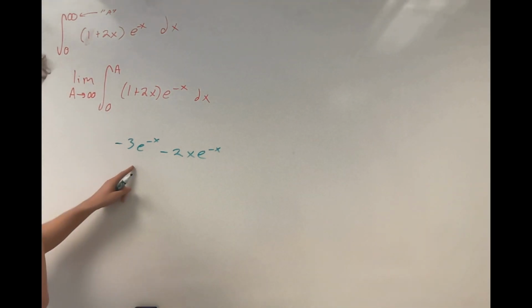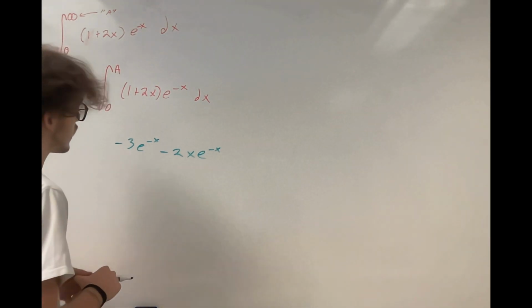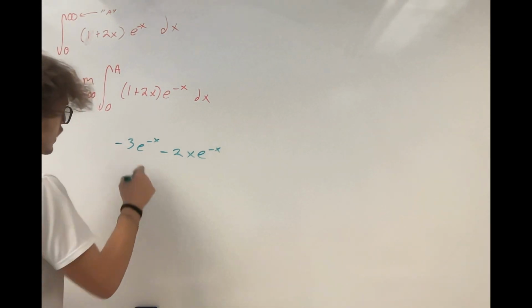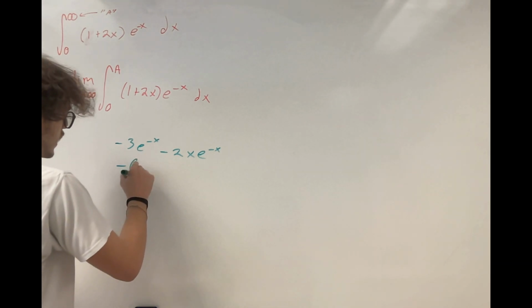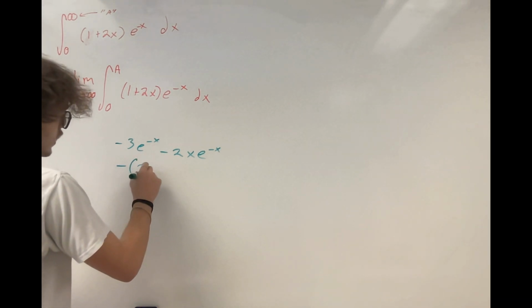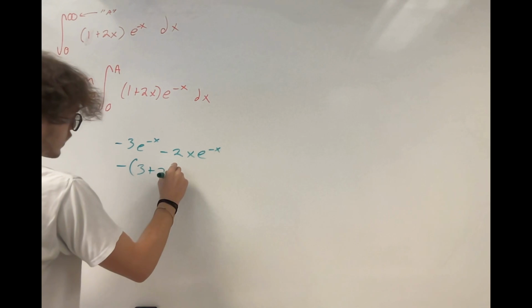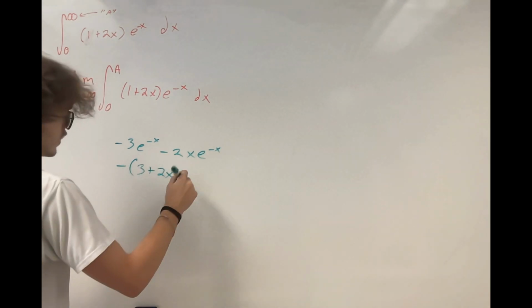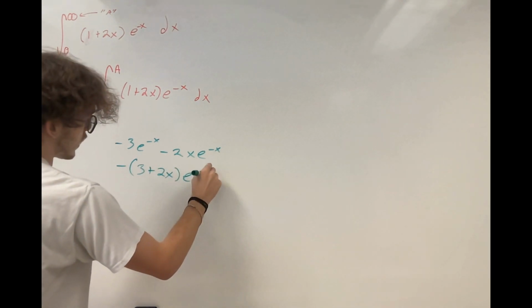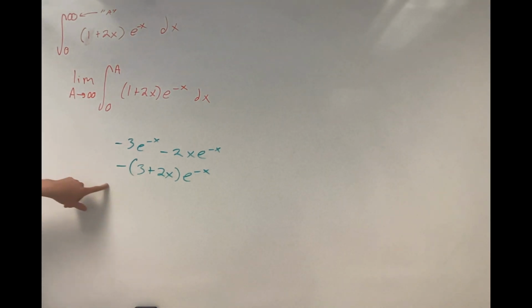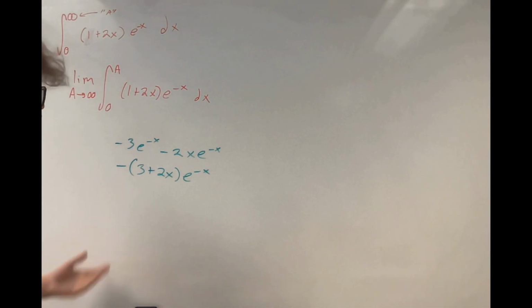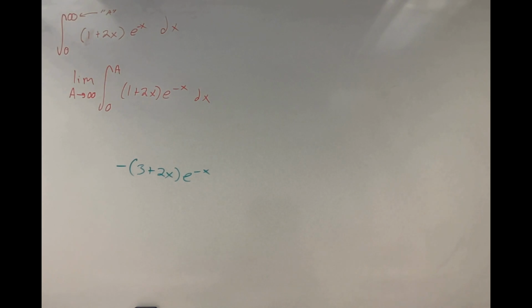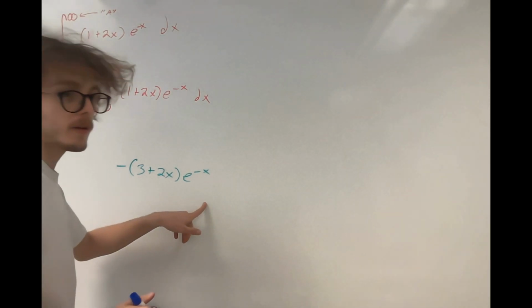Notice here they have a common factor, e to the negative x, and also a negative. So I kind of like to pull out the negative. So we're going to say negative 3 plus 2x, and we're also factoring out an e to the negative x. So factored, it looks like this. Hopefully you concur.